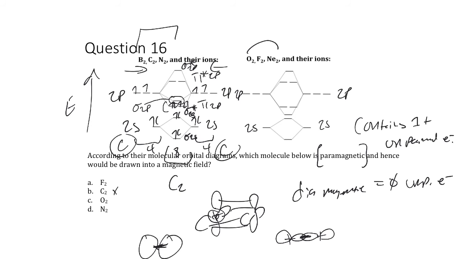If we go to N2, do 2 more electrons. So we're just going to throw 2 more electrons in here to do N2. We end up with 2 more electrons up here. For N2, we end up with it diamagnetic as well.